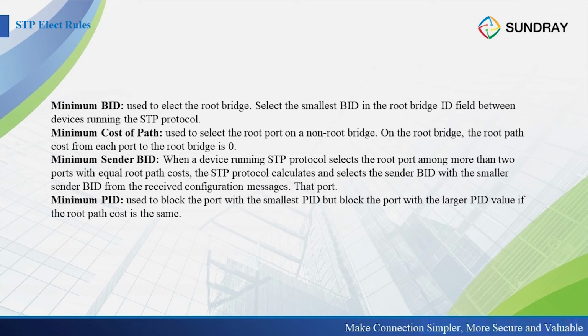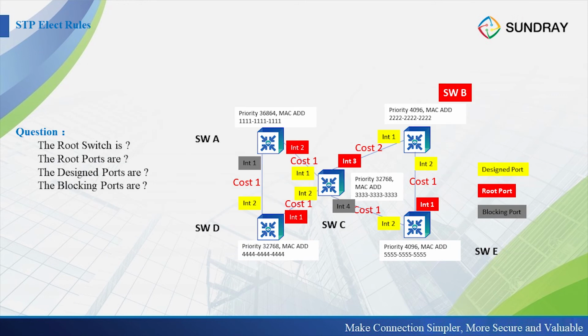So here there is a question. Just now we have talked about how to elect the root bridge, the root port, the designated port, and the blocking port. So here we give a question. For example, here there is a topology, and the costs we already mark here. The switch BID, bridge ID here.